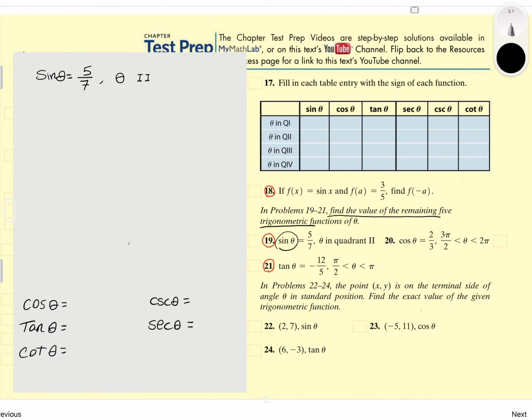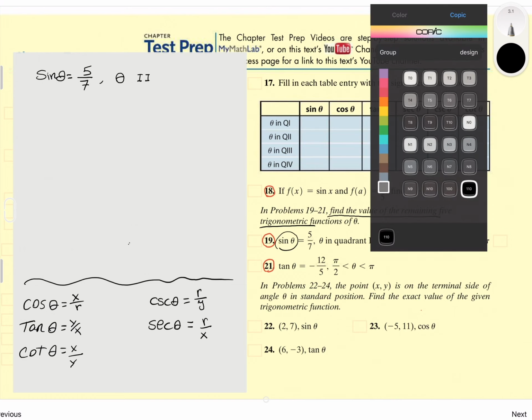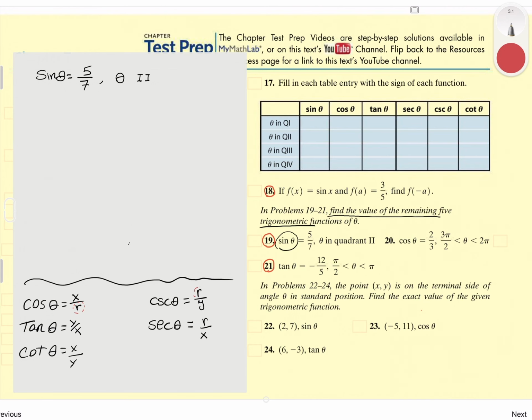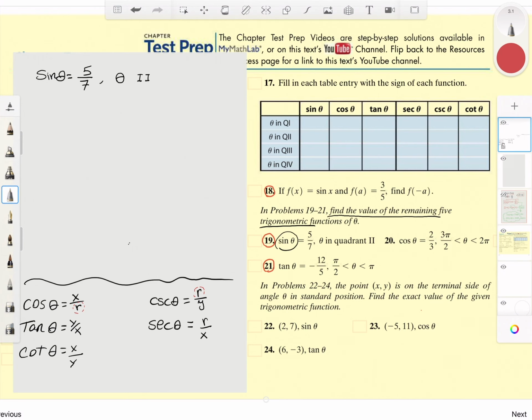In your note sheet, for a question like this, you have cosine of theta is x over r, tangent of theta is y over x, cotangent is x over y, cosecant is the reciprocal of sine, which is r over y, and secant is r over x. So you see that r should tell you that you need to draw a circle. So we do draw a circle.